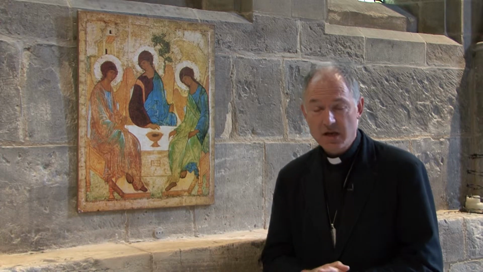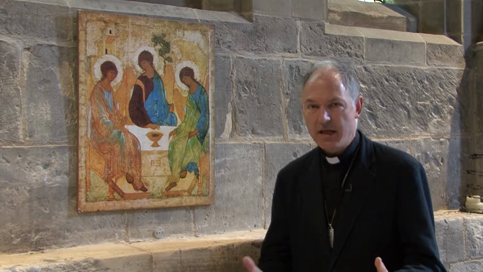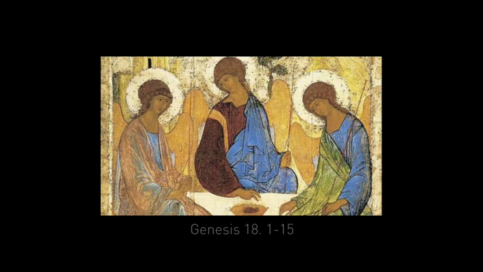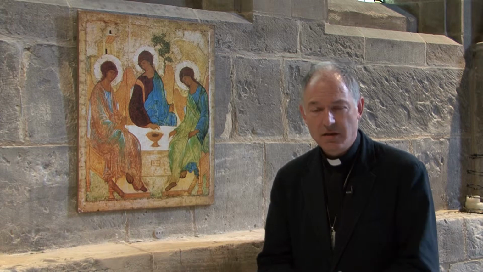book of Genesis. Abraham and Sarah have pitched their tent under some oak trees, and while they're there, it says in the Bible that they received some visitors, three of them. And they prepare a meal for them, and they have a most extraordinary encounter with these visitors, and in it they become aware of God's purposes for them.